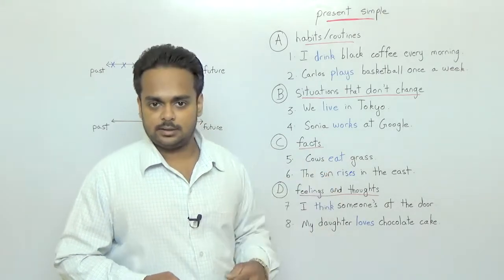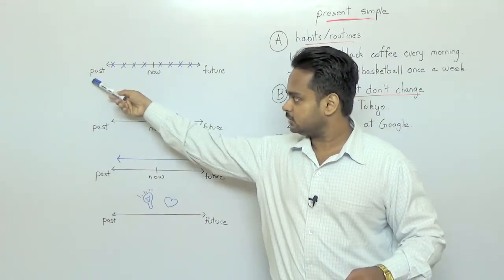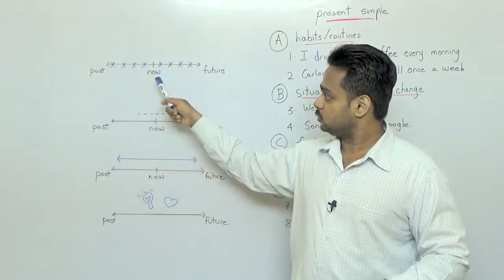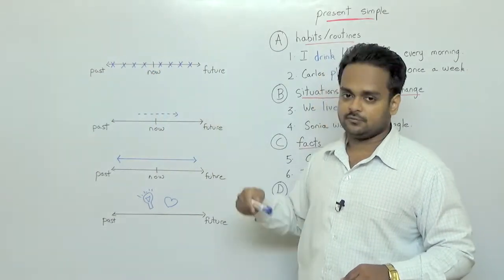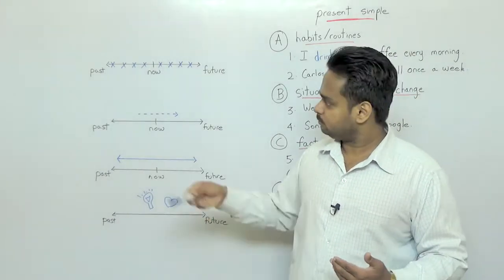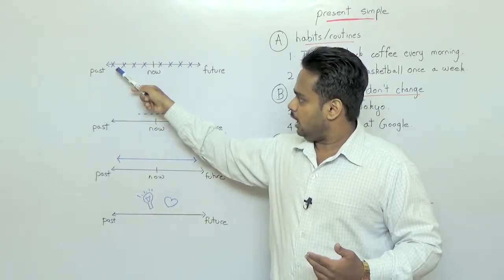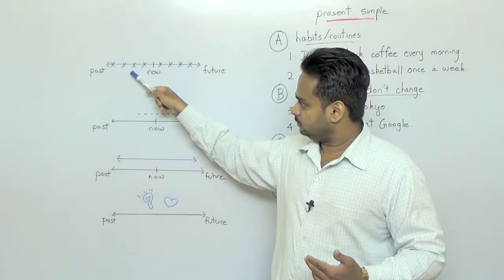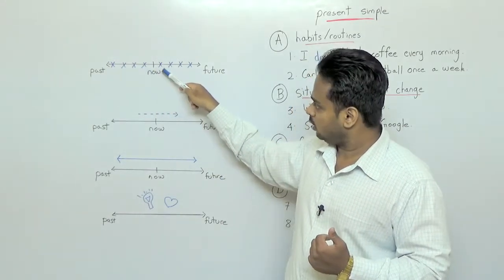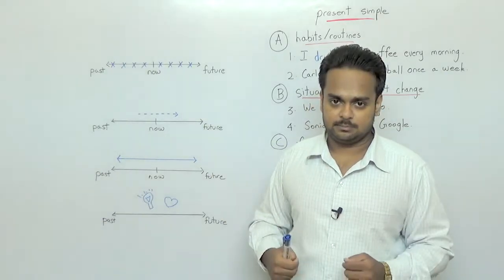That is repeatedly. So over here I have a timeline. Let's say this is the past. It's yesterday, the day before, etc. This is right now, and this is the future. So when I say I drink black coffee every morning, each of these is an action. So I drank black coffee yesterday. This was this morning. I drank black coffee. Tomorrow I will drink black coffee, etc. This is a habit for me.